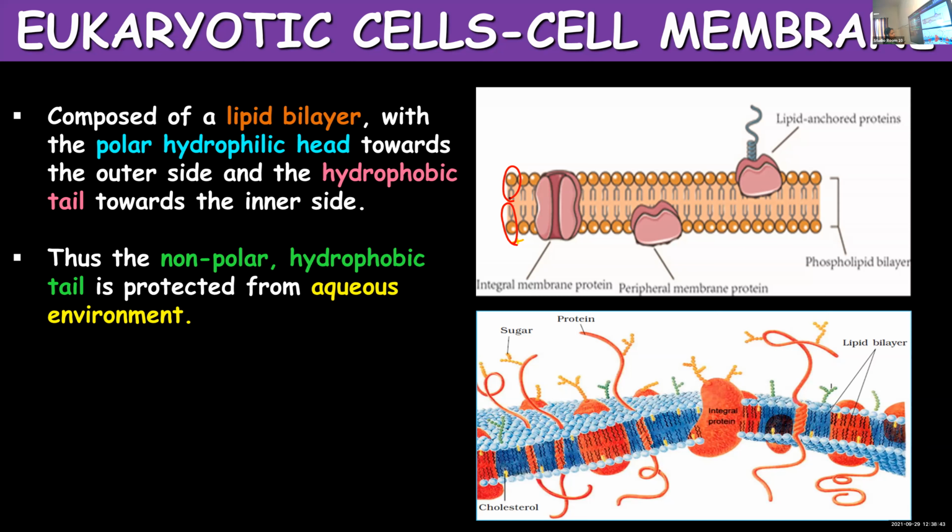The head region, which is hydrophilic, water loving, is placed towards the outer side, whereas this is the hydrophobic part. So it is made up of two layers of lipids with the polar hydrophilic head arranged towards the outer side, whereas the hydrophobic tail is arranged towards the inner side. Thus, the non-polar hydrophobic tail is protected from the aqueous environment.